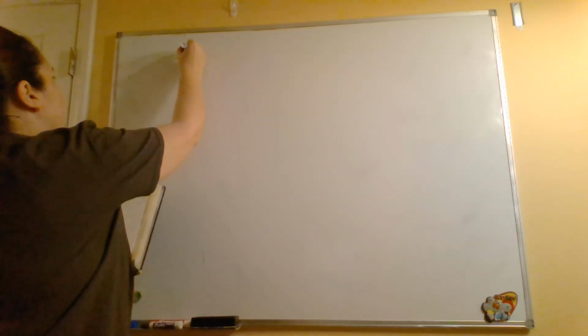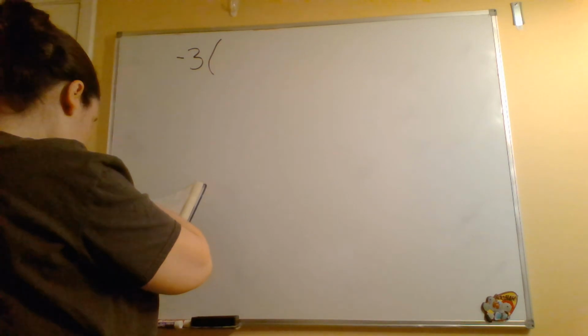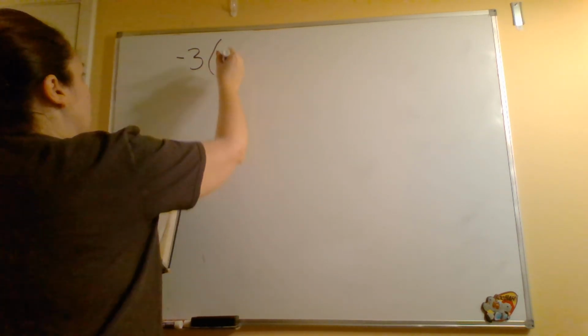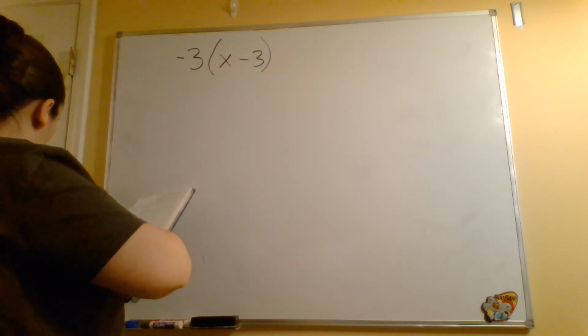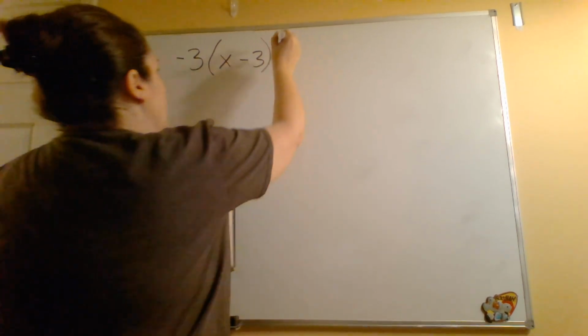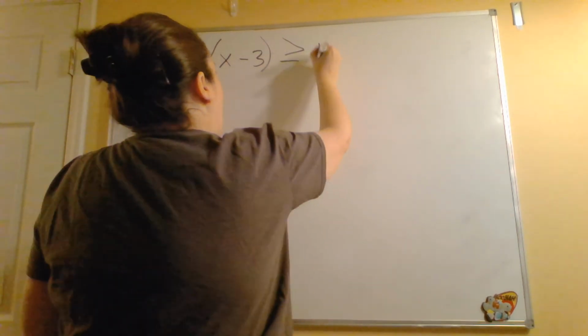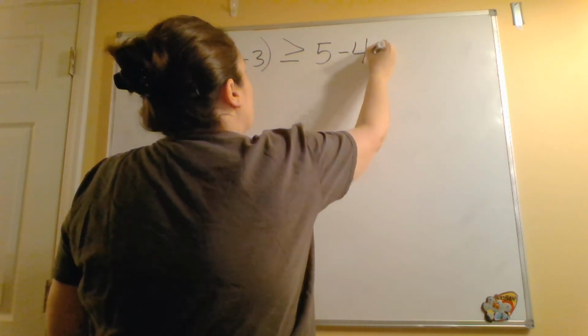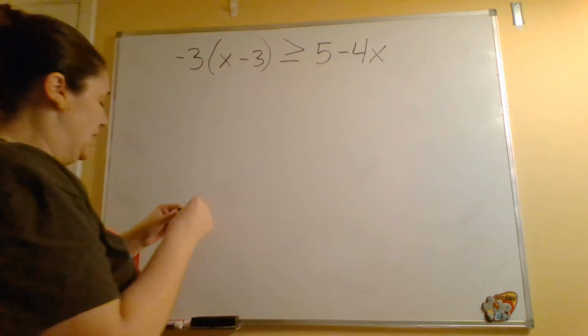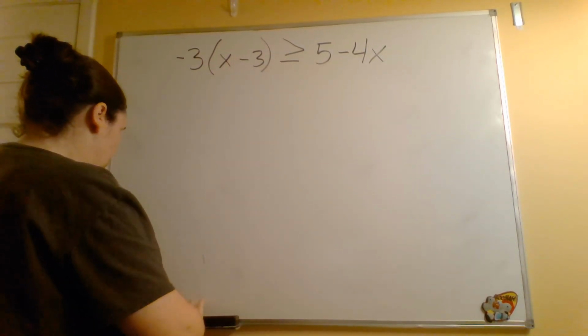Number 35 is negative 3, parentheses, x minus 3, is greater than or equal to 5 minus 4x. Okay, step 1 is to distribute.